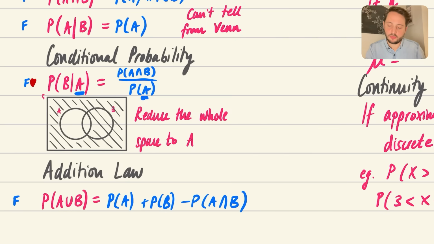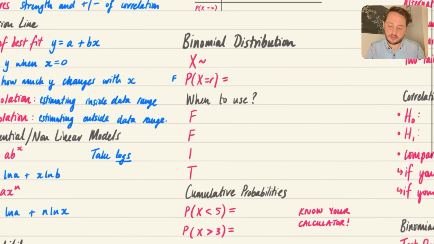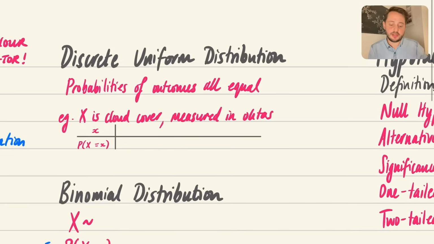Okay, we've got 2 more columns to go. Let's see what we've got next. We are going to be looking at a very, very tiny bit, which is the discrete uniform distribution. And I've seen this pop up, and it's easy marks.